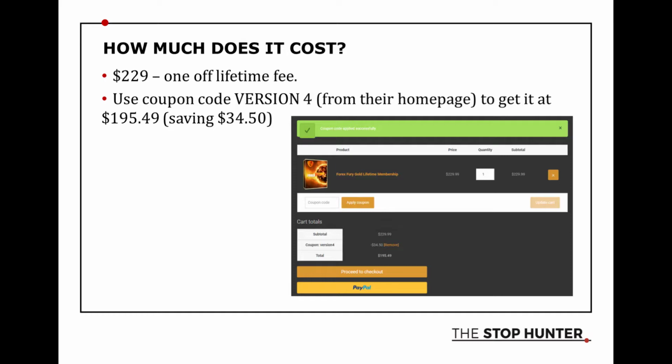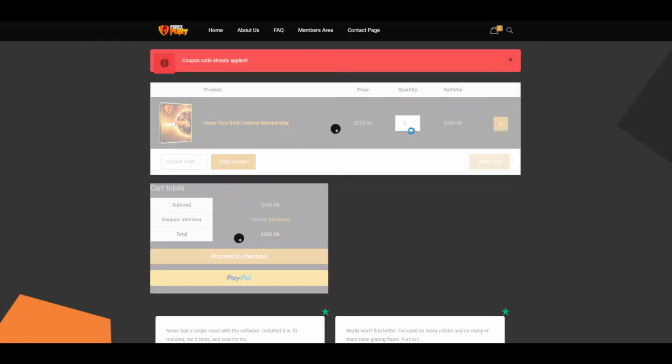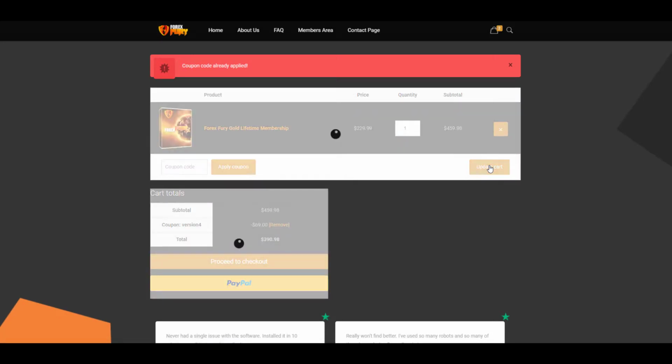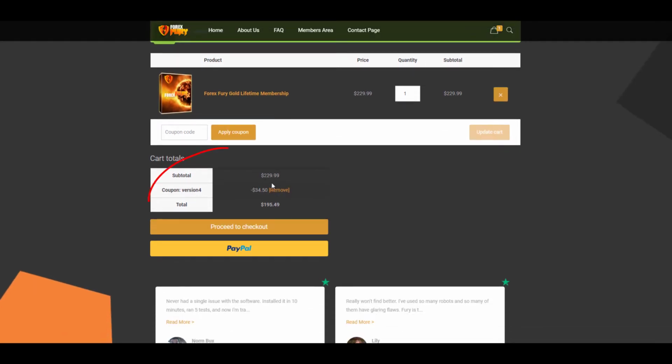So for me now it's all about buying it, so let's put money on the table and go and purchase it. I'm back again in their website. We want to put in the coupon code version 4, apply that coupon. We certainly don't want 2 of them. Update cart. And there you can see the total price, $195.49. Let's proceed to checkout.